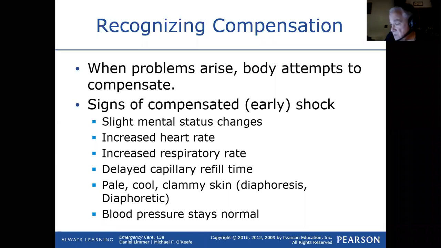Okay, the slide disappear, or it's still up there? The slide's still up there? Still up. Okay.